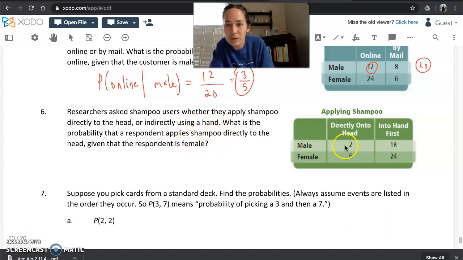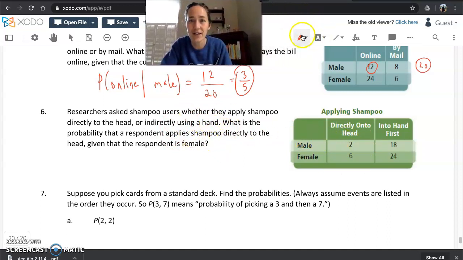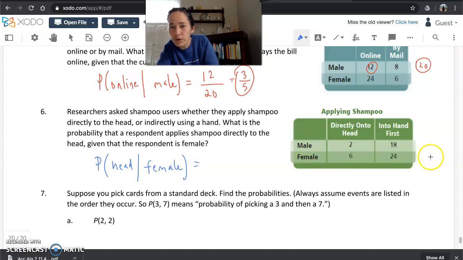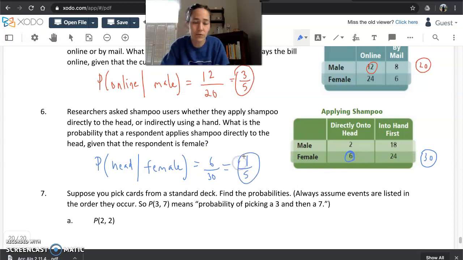So apparently there are people in this world who take the shampoo bottle and put the shampoo directly on their head. So we're just going to go with it. And whatever totals we need, we'll get them from the table. What's the probability that a respondent applies shampoo directly to head, given that that's a female? Out of just the females, the 24 plus 6, we could add those up to get 30 females total. How many of them are applying directly to their head? That is 6 out of those 30, or 1/5, which is a higher probability than I would have expected.